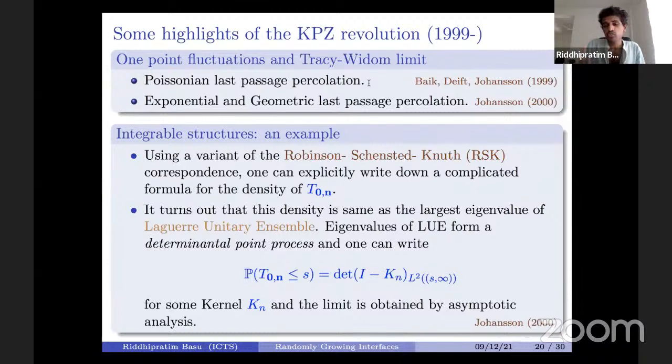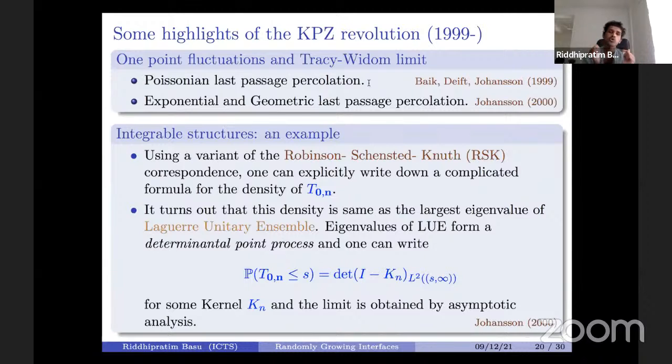Once you have obtained this correspondence with this random matrix ensemble, which again is almost magical, we had no way to actually see that it would be the largest eigenvalue of a random matrix, or at least I don't know of any way to predict it without writing the explicit formula. But once you have done it, there are many ways to exploit random matrix theory to proceed from there.